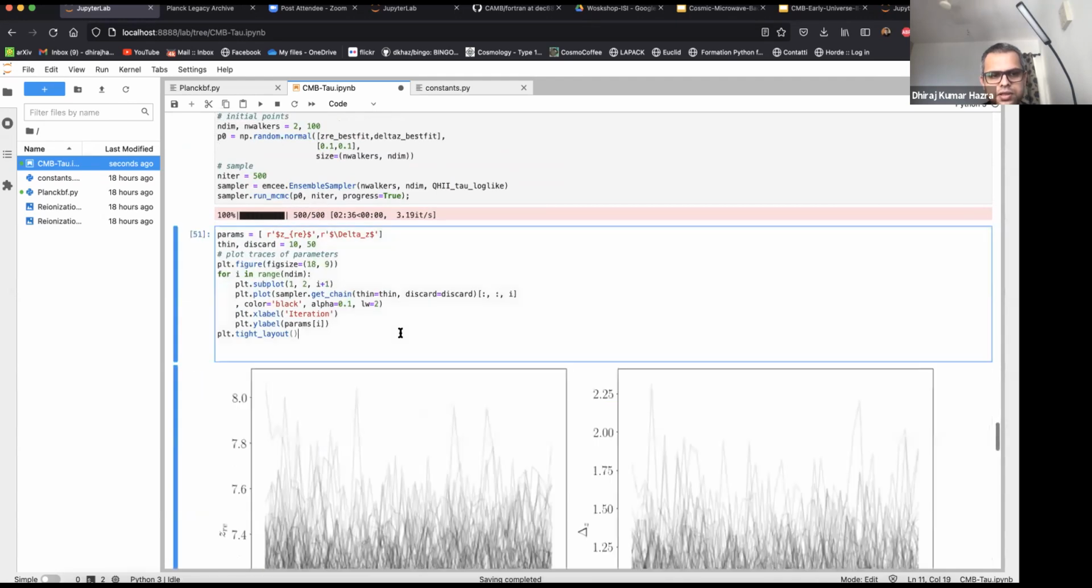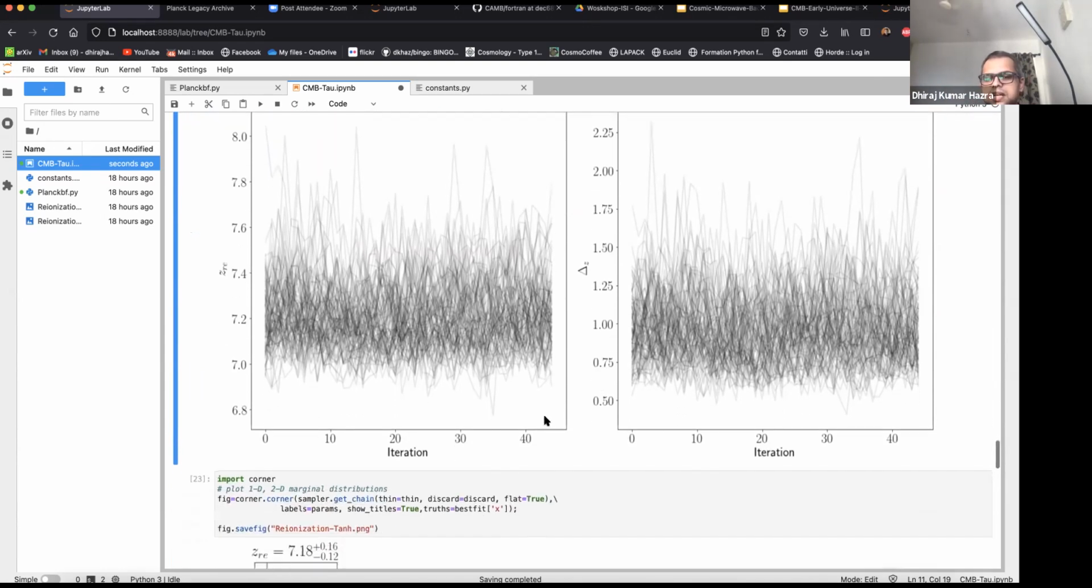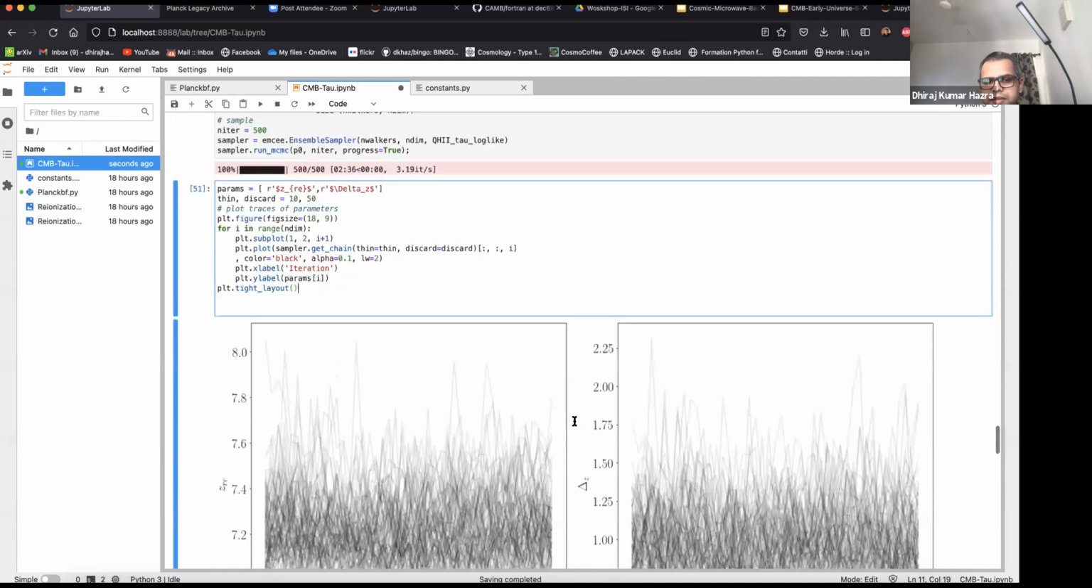Why is it not plotting? It should plot. Yeah. You see, it started with some point, ZRE. Then it takes random walks. Each of the walkers takes random walks, either accepted or rejected. Delta also takes random walks. So each point, basically, is a pair of points, and these pairs of points are doing random walks. These are different iterations. I'm just plotting up to 50 iterations.